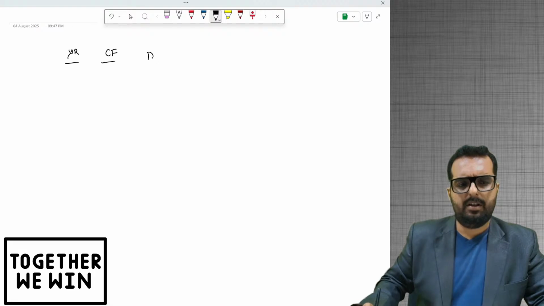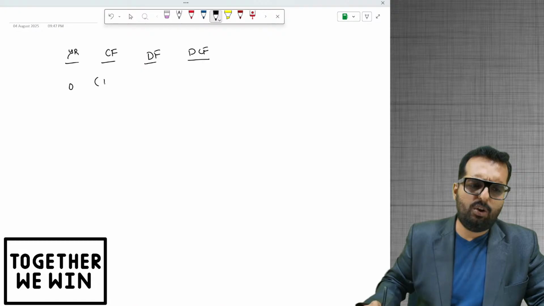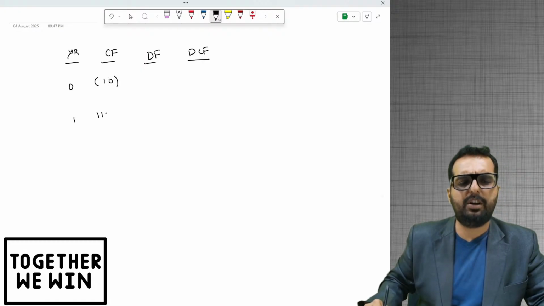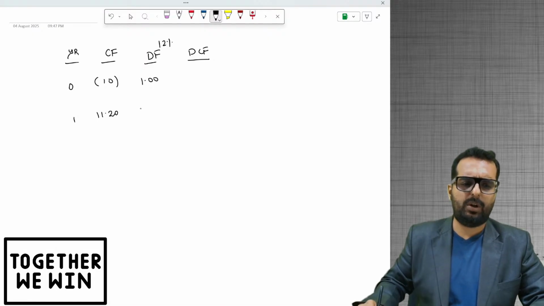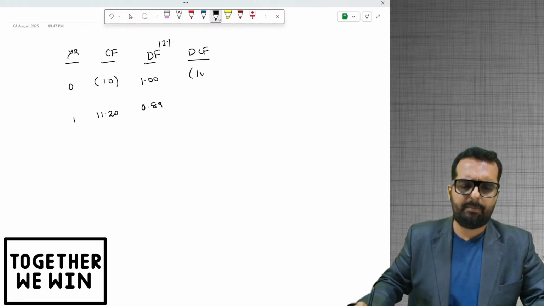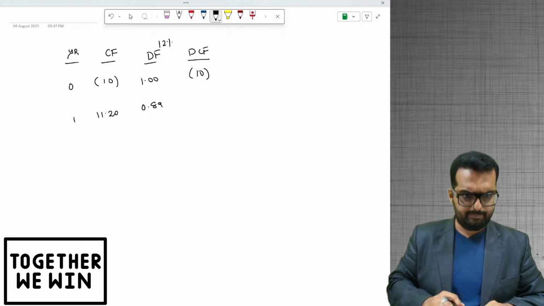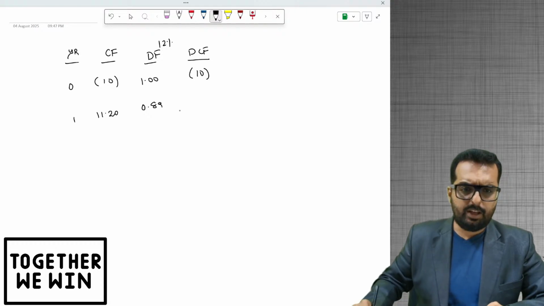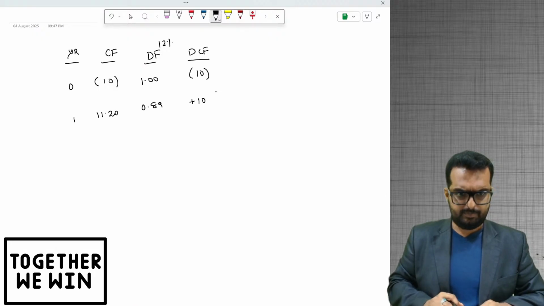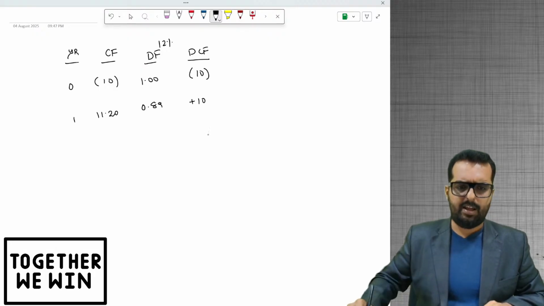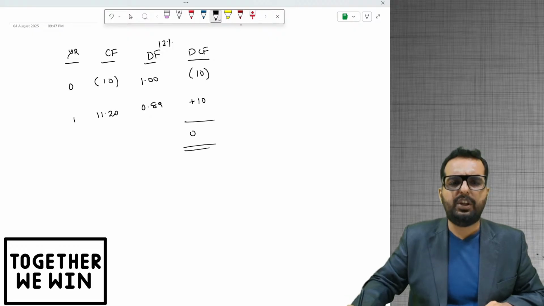Here, cash flow, discount factor, discounted cash flow. In the long run, if you put 10 over here, you will get exactly 11.2. Shall we check for 11.2 now? Here you will get minus 10. Here you will get plus 10 approximately. All right. Yes. And your NPV becomes 0.